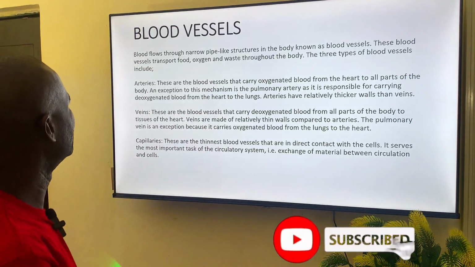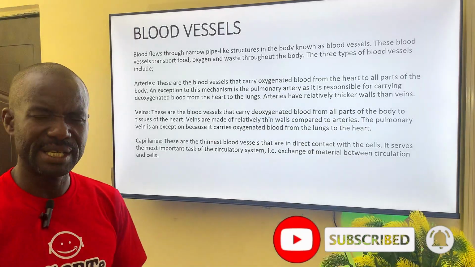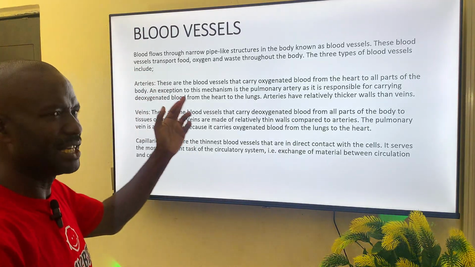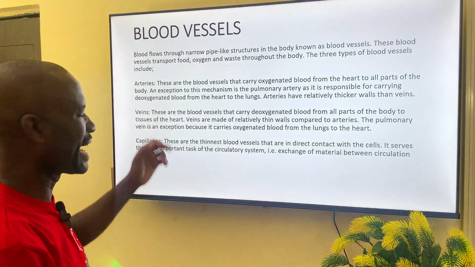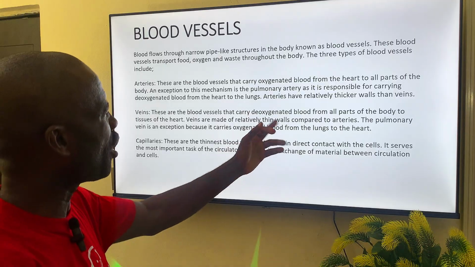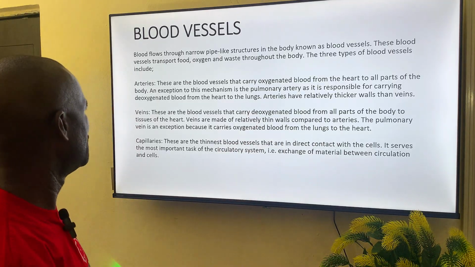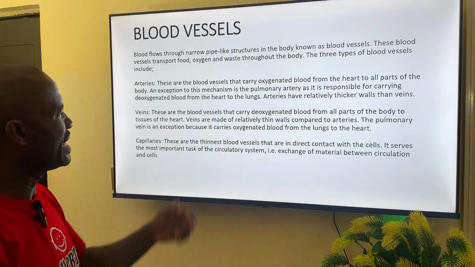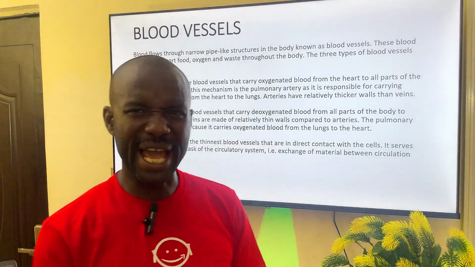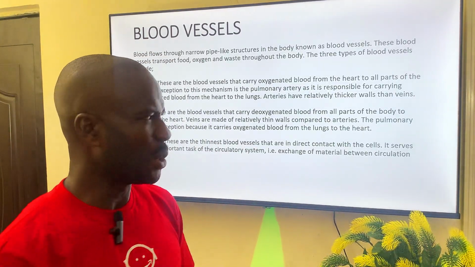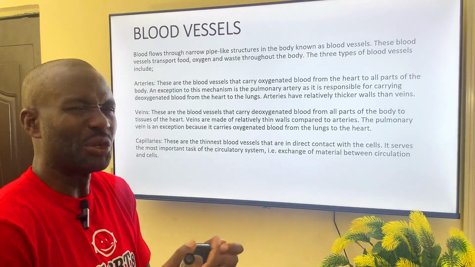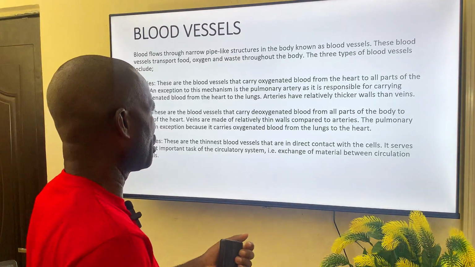Then we have another vessel called the vein. The vein is the opposite; it acts in the opposite direction to the artery. While the artery carries blood away from the heart, the vein carries blood towards the heart. These are blood vessels that carry deoxygenated blood from all parts of the body to the heart. Veins are made up of relatively thin walls compared to the arteries. The walls of the arteries are thicker because of the pressure, but the walls of the vein are thinner and lighter because they don't carry too much pressure. Rather, they return blood to the heart.